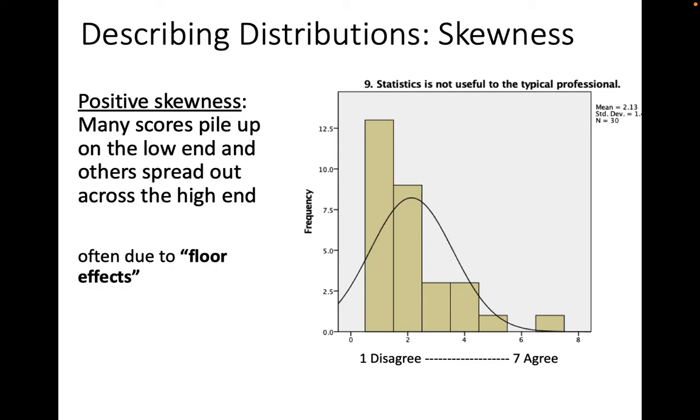Another example of a positively skewed distribution might be the results from a really, really difficult test. If the test was very, very difficult, you could have many people that don't get any questions right, or that answer very few questions right, in which case the scores tend to pile up at the bottom and there's only a few high scores.